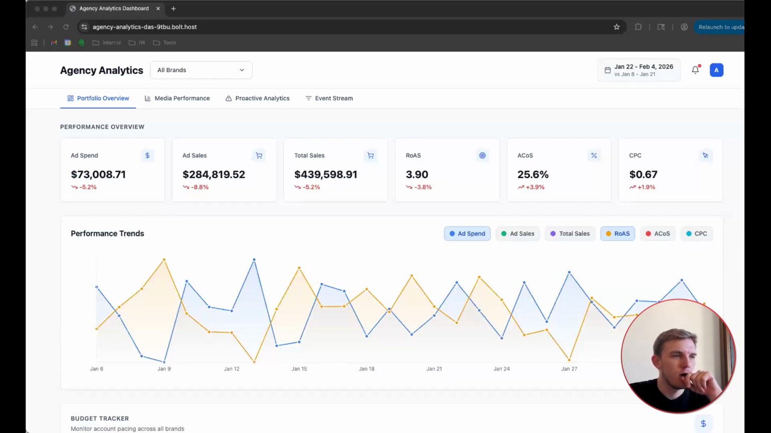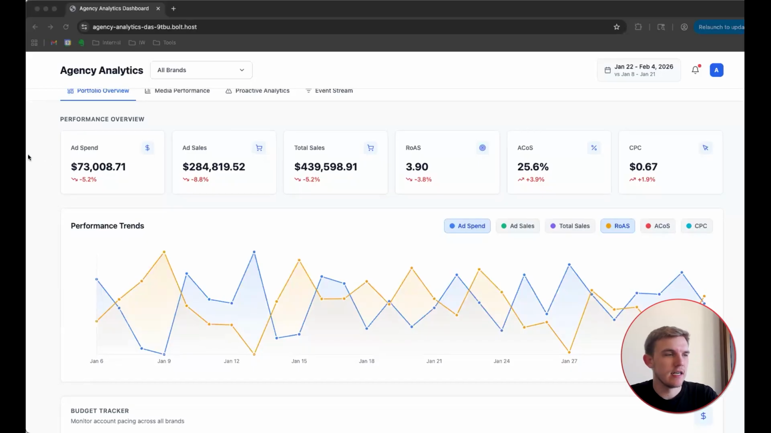All right. So this is an idea of what your agency's health dashboard could look like. That's how I would frame it, is what is my overall agency health, right? So I can see here, I have an easy place to monitor across all of my brands. What is my top line performance?